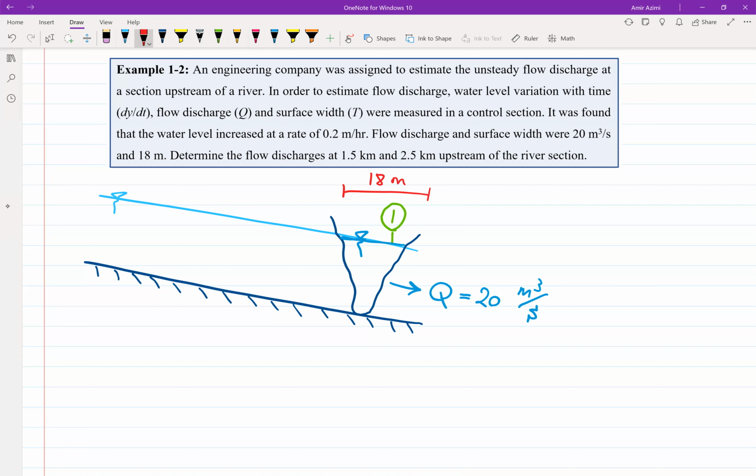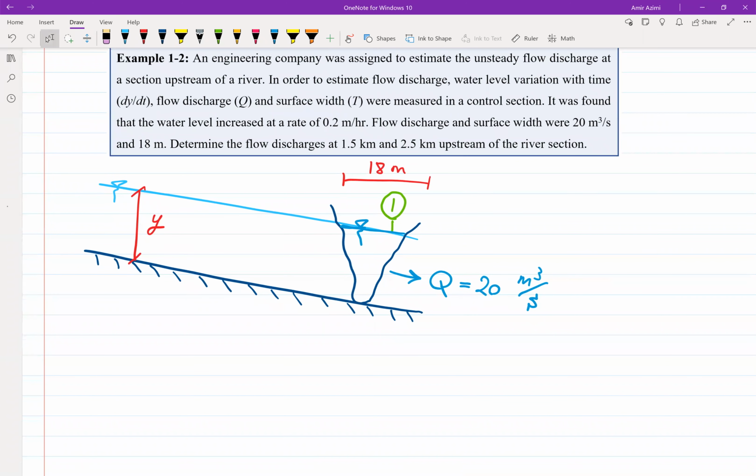And then we have a rate of change of depth as well. So if I call this y, then we can write the continuity equation in unsteady form. So we have ∂Q/∂x + T ∂y/∂t is equal to 0.